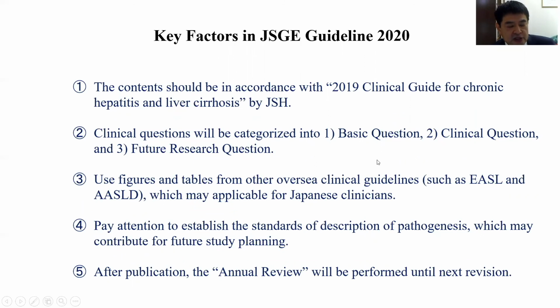There are some key features in this clinical guideline update. First, the content should be in accordance with the 2019 Clinical Guide for Chronic Hepatitis and Liver Cirrhosis by JSH. Second, clinical questions will be categorized into basic questions, clinical questions, and future research questions. Third, we use figures and tables from other overseas clinical guidelines such as EASL and AASLD, which may be applicable for Japanese clinicians. Also, we pay attention to establishing a standard description of pathogenesis, which may contribute to future study planning. After publication of the guideline, an annual review will be performed until the next revision, which is scheduled for 2025.